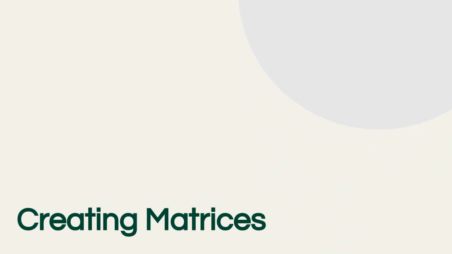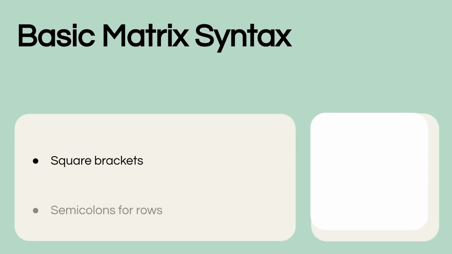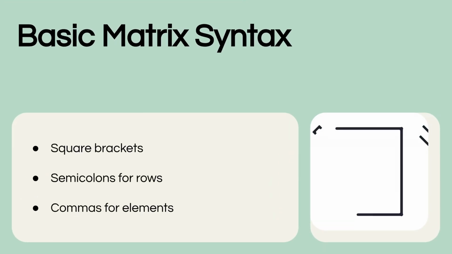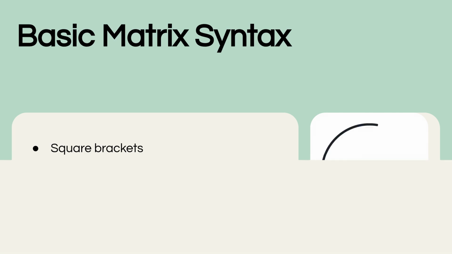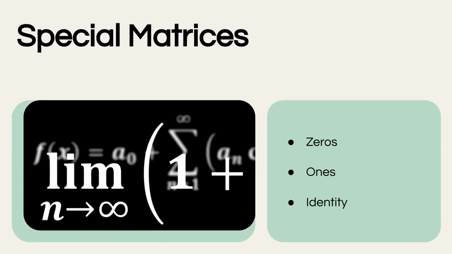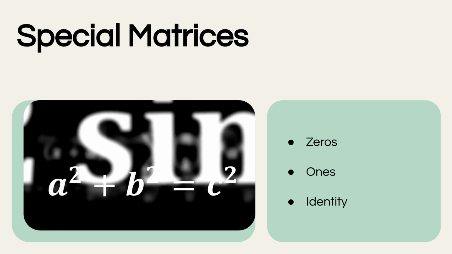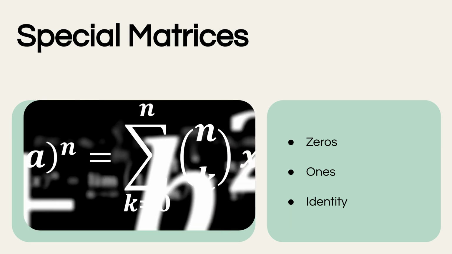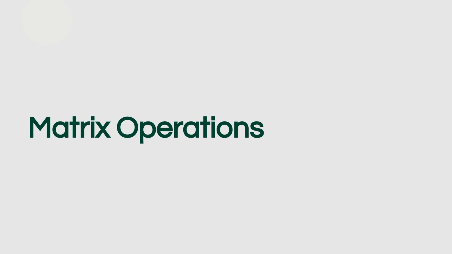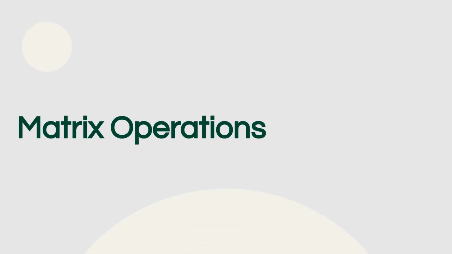Now that we know what they are, let's look at how to create matrices in MATLAB. The basic way to define a matrix is using square brackets, separating elements with commas, and rows with semicolons. MATLAB also offers built-in functions to create special matrices, such as matrices of zeros, ones, or identity matrices for more complex operations. Next, let's explore some fundamental operations you can perform with matrices.